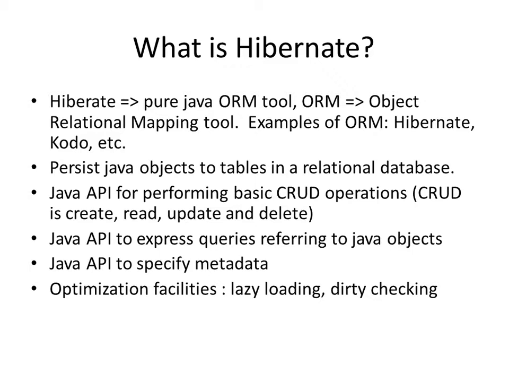And there are different kinds of ORMs. One is Hibernate, which is an open source ORM tool, and then you have Kodo and TopLink and so on. So Hibernate helps you to persist the Java objects in memory to rows in a table in a relational database. So it has a Java API for doing CRUD operations. CRUD basically stands for create, read, update and delete. So you want to create some rows in a table, you want to update some rows in a table, or delete some rows in a table, or read some rows from a table. CRUD is an acronym for create, read, update and delete.